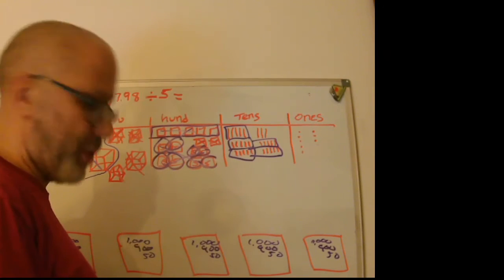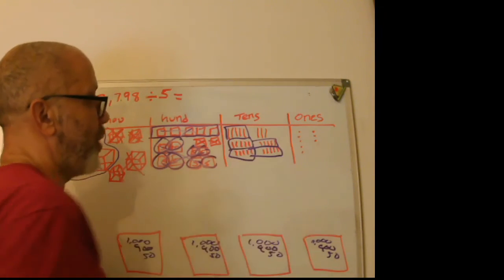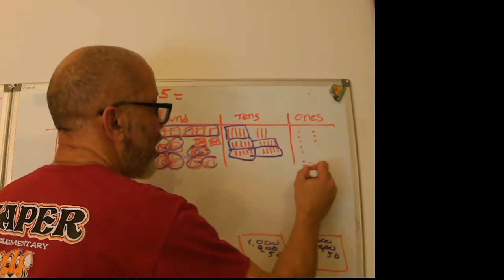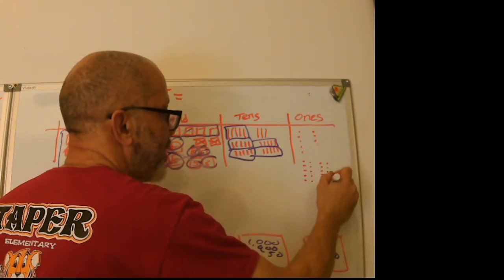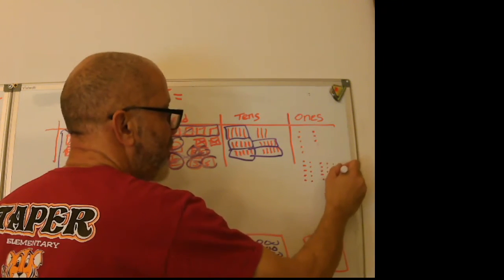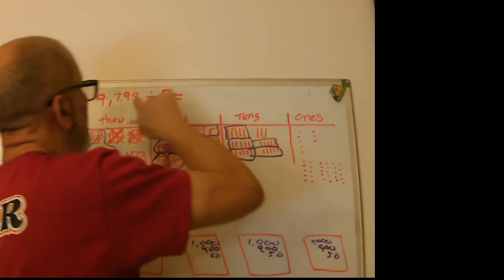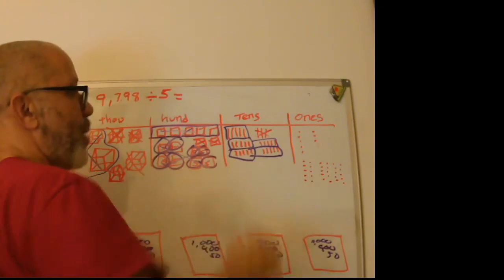Okay. Let's see. So, that's 30 of them, right? 10, 20, 30. So I'm going to go 1, 2, 3, 4, 5, 6, 7, 8, 9, 10. 1, 2, 3, 4, 5, 6, 7, 8, 9, 10. And 1, 2, 3, 4, 5, 6, 7, 8, 9, 10. 10, 20, 30. 8. 38. We had 8. Decompose. We did the 30. 38. We're good to go.